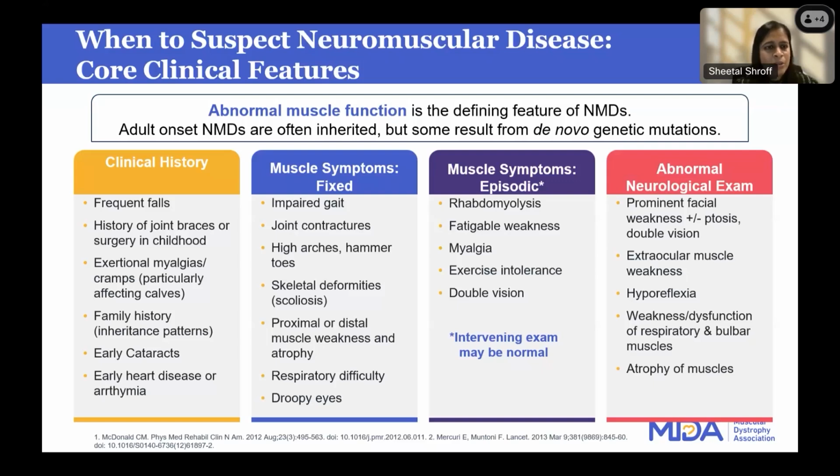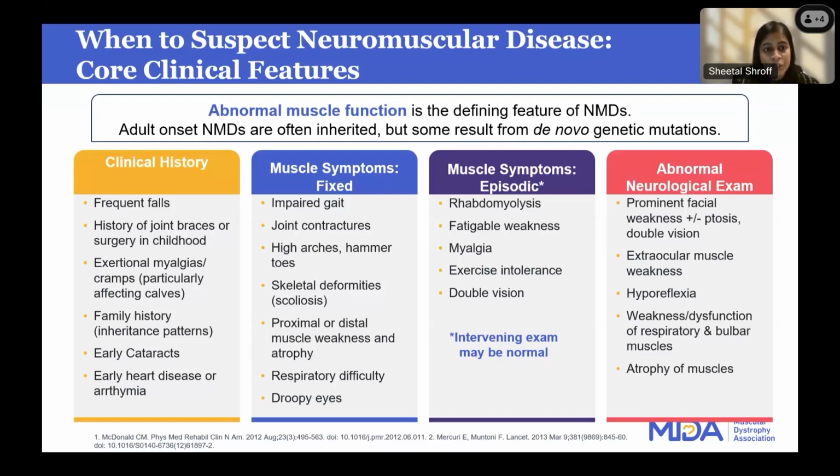And this might have happened a few times in their lifetime. But in between these episodes, patients can be completely normal. Fatigable weakness, like we see in myasthenia gravis, where with repetition they get weaker, the muscles get weaker. Myalgia, that is achiness in the muscles. Exercise intolerance in some of the metabolic myopathies like glycogen storage disease or mitochondrial disorders, where the muscle is not able to utilize the energy from glucose, glycogen, protein, fatty acid. So these patients show exercise intolerance.